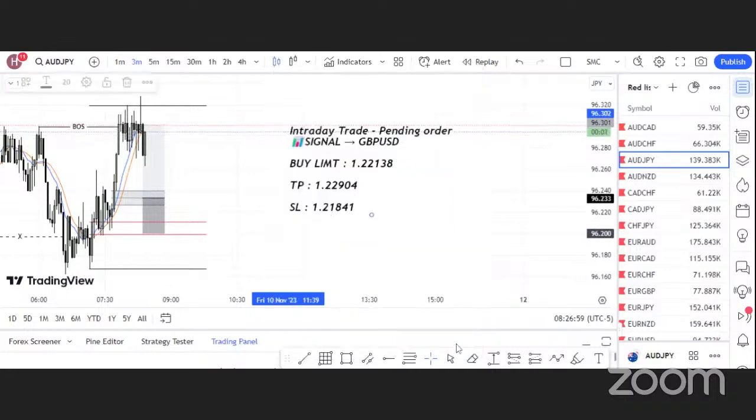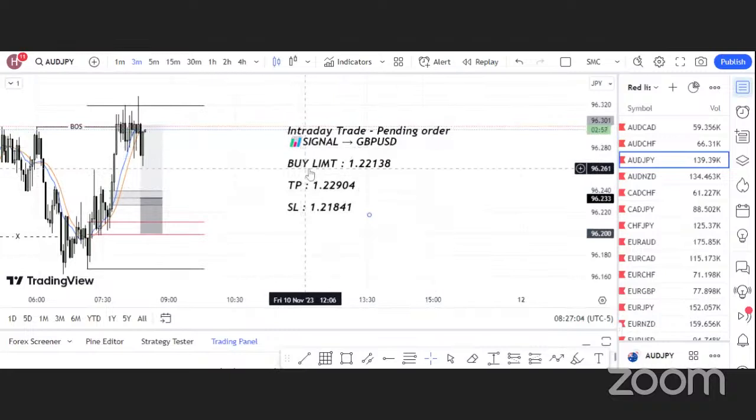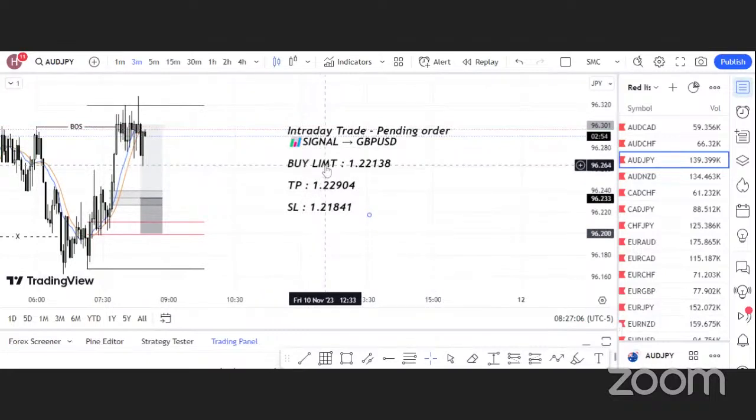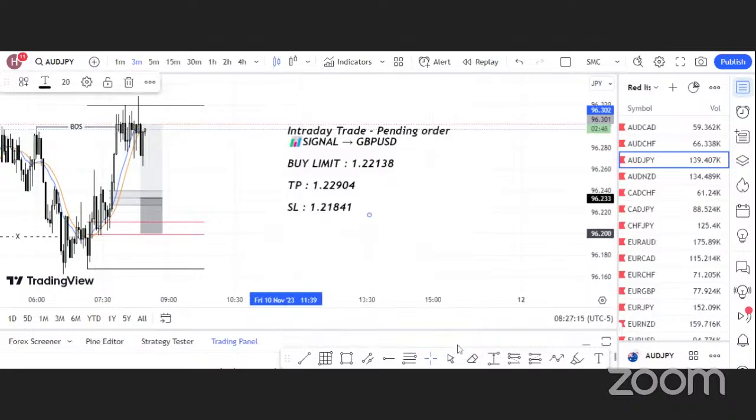So you see, before here was buy now. Now it is buy limit. So we have pending orders in forex trading. What a pending order means is an order that is going to be executed later. It's not going to get executed immediately. It's going to get executed later. So that is what a pending order is all about.